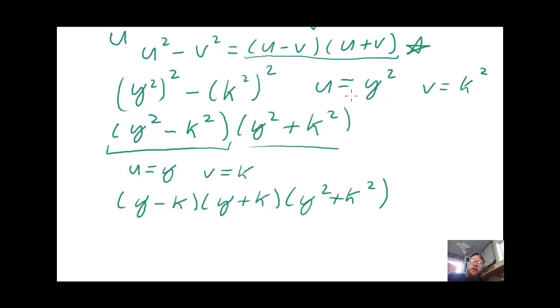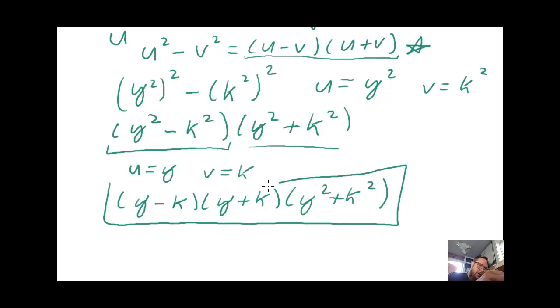Right? And so at this stage, we've done quite a bit of factoring. Our difference of squares formula was used twice. So we used the difference of two squares twice to factor this out, and we came up with a completely factored solution.